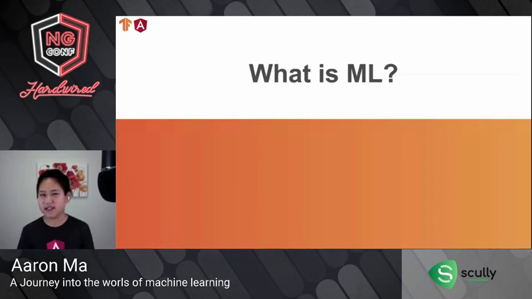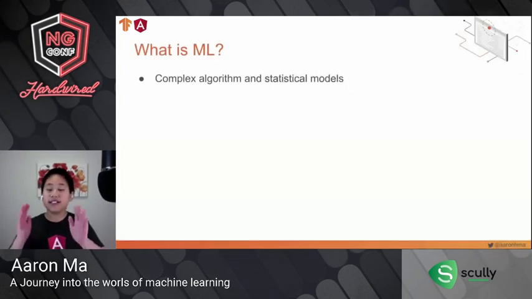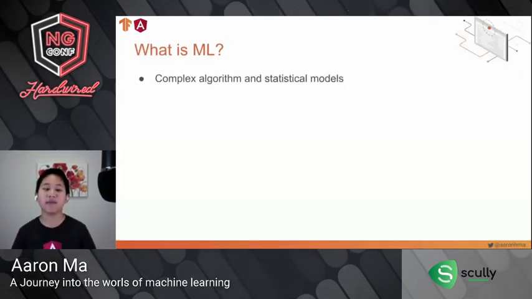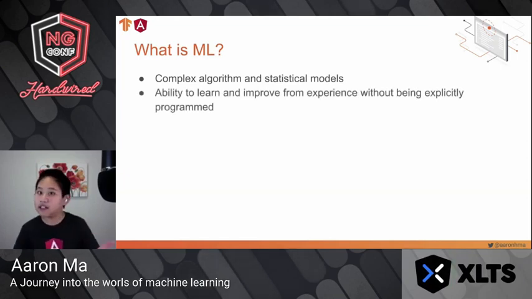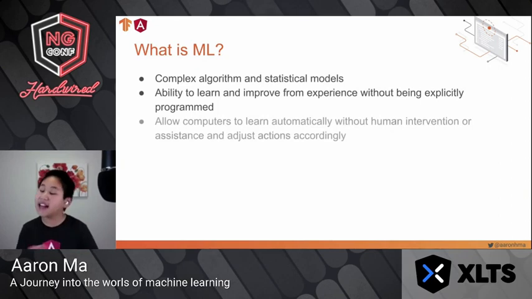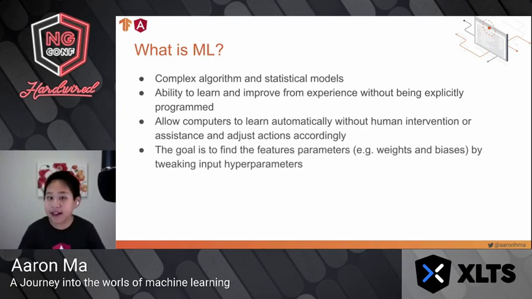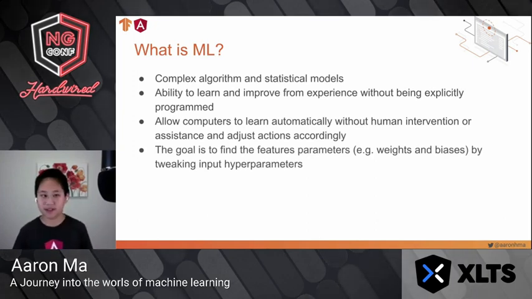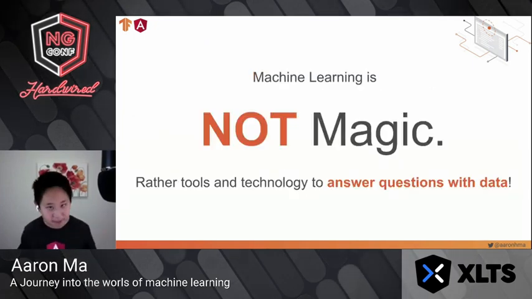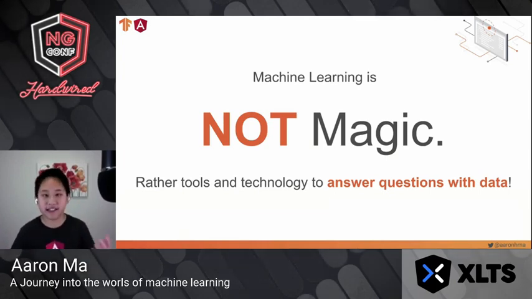So what exactly is machine learning? Well, it's a study of complex algorithms and statistical models. It has the ability to learn and improve from its own experience without being explicitly programmed, without any human intervention or assistance. The goal of machine learning is to find the algorithm along with the weights and biases by tweaking the input hyperparameters. So machine learning is not magic. It's rather using technology to answer questions based on data.